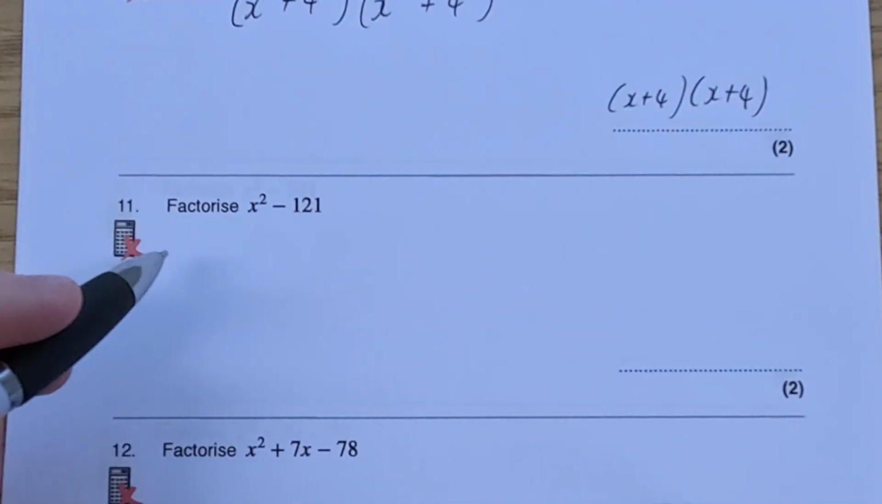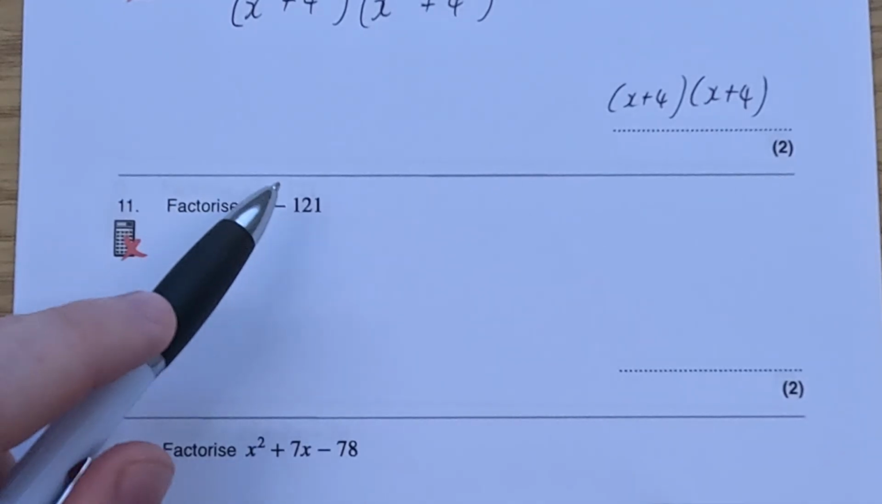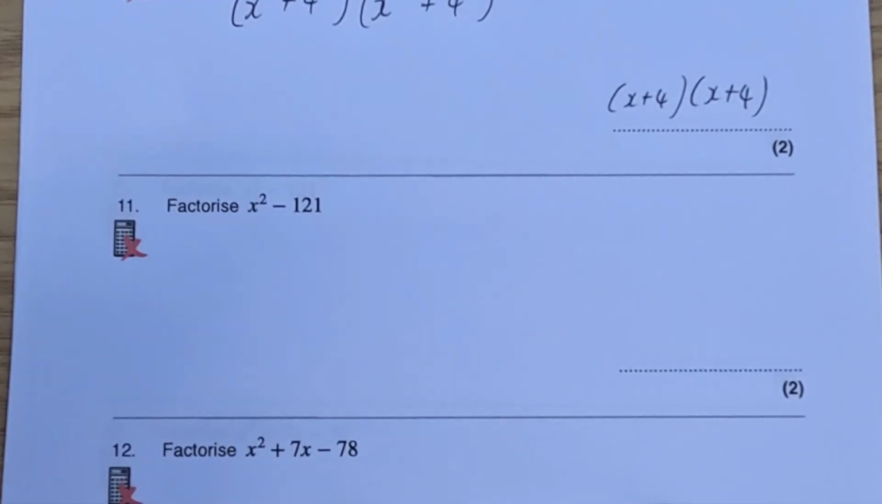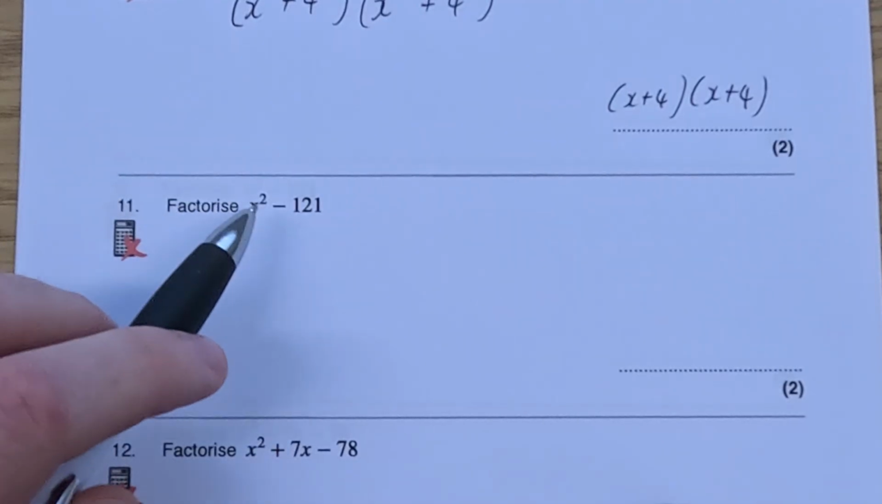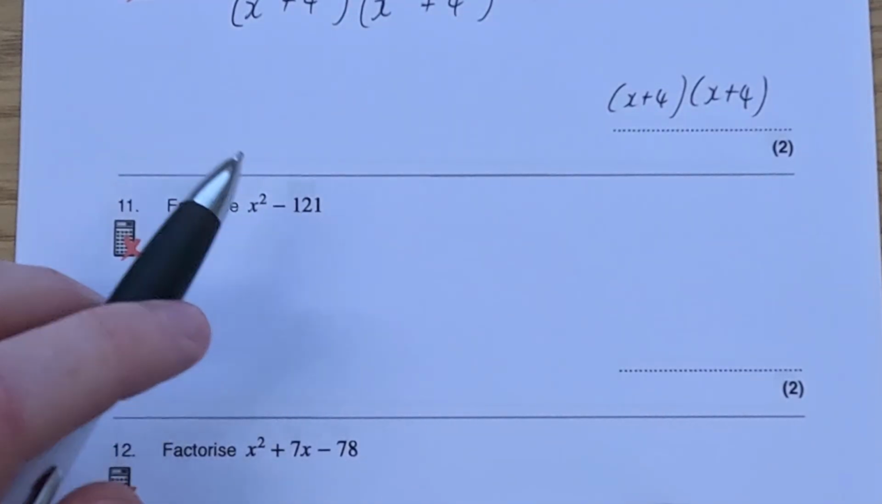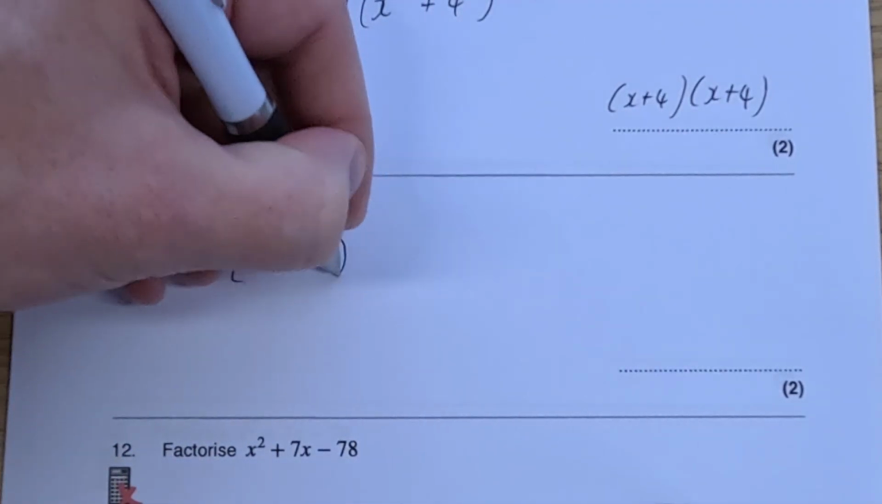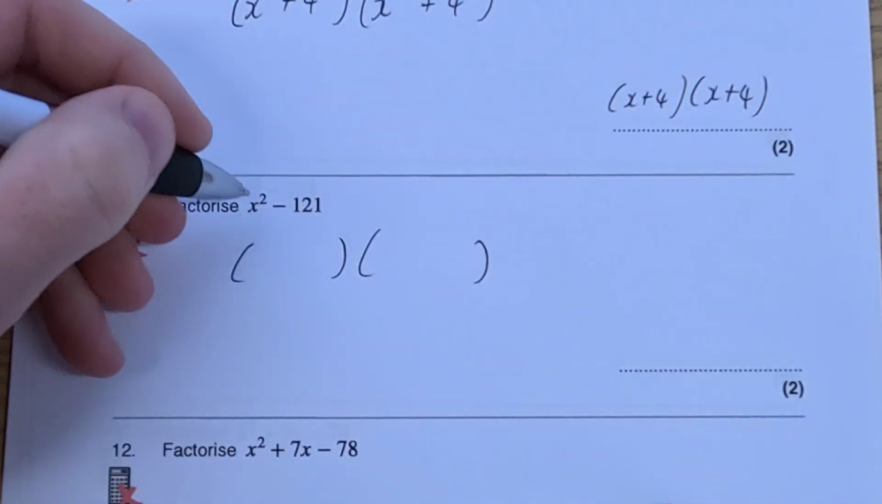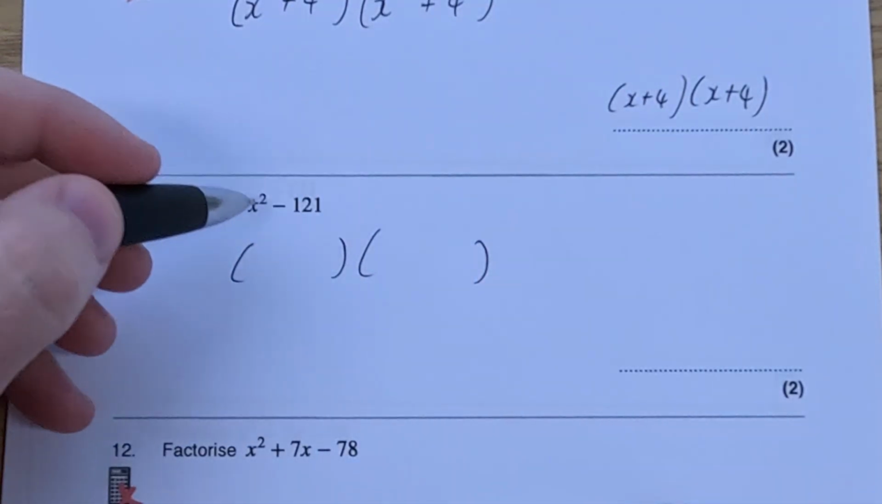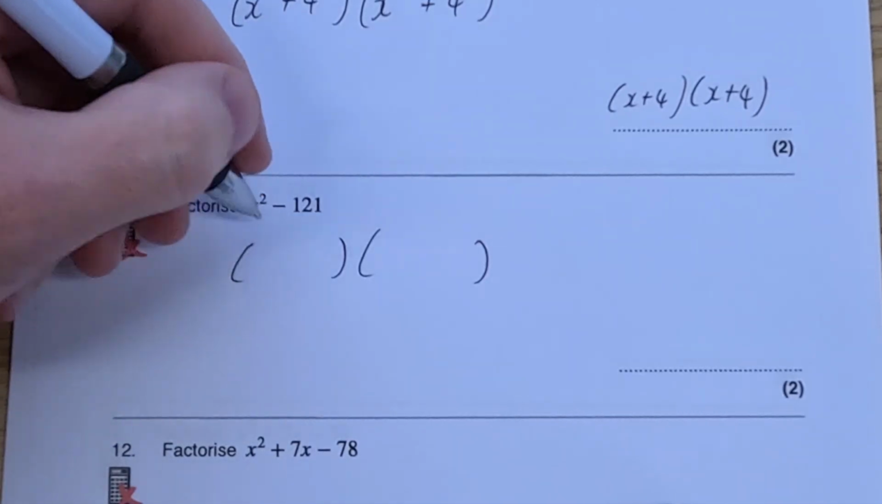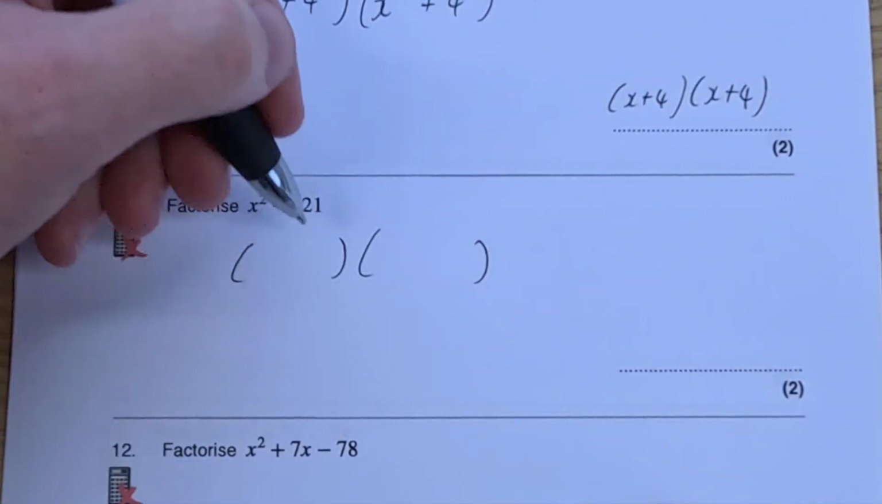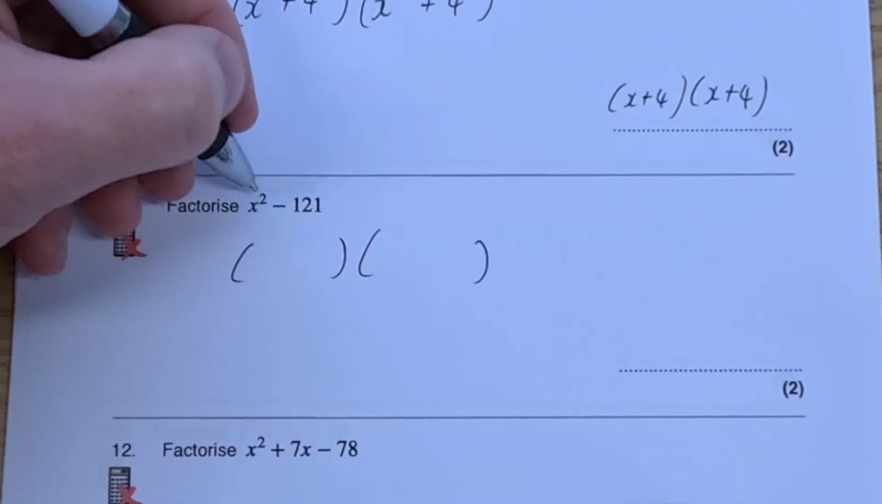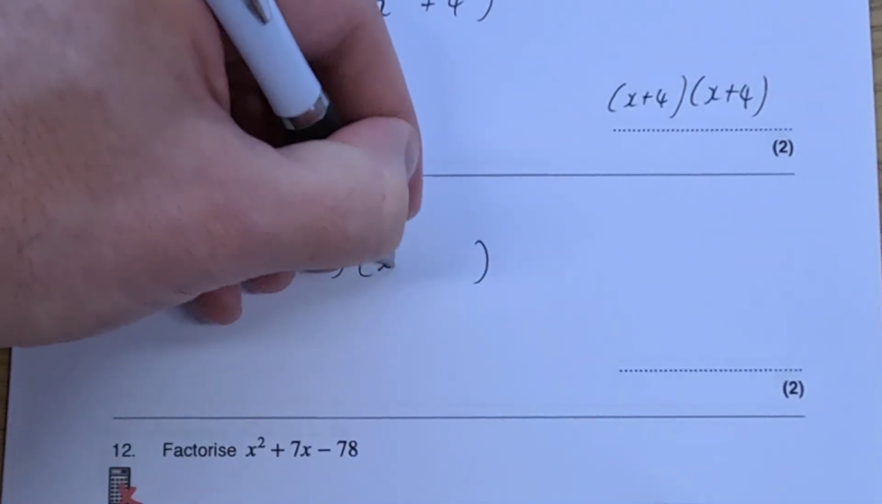Okay, so question number 11, we've been asked to factorize x squared minus 121. Now, this is just like question number 8, because we've got a difference between two squareds. So it's that special case. So we'll do bracket, bracket, bracket, bracket. It's got x squared and 121. They're both squares, and we've got the difference. So we're going to square root them both and put one bracket with a plus sign and one with a minus. So we've got x squared, so we're going to put x's at the front of the brackets.